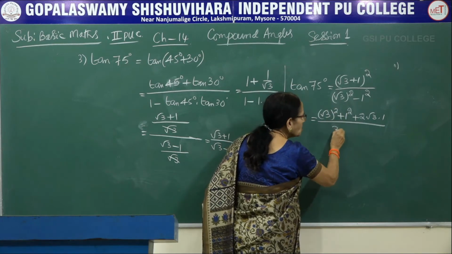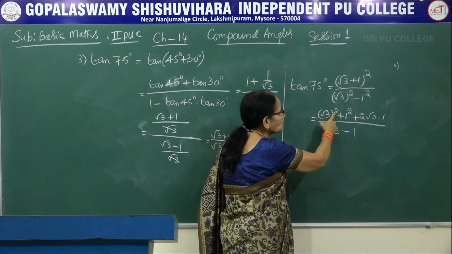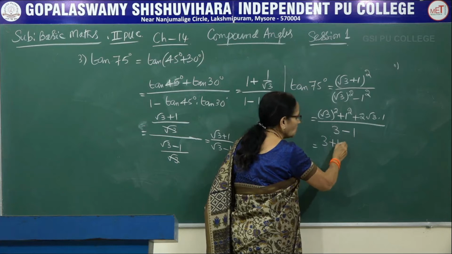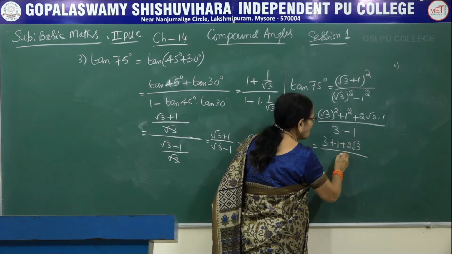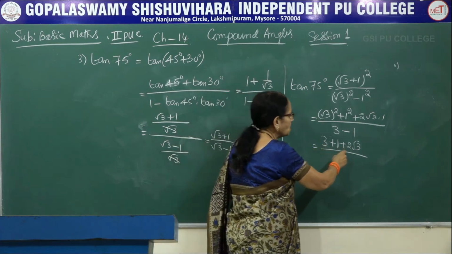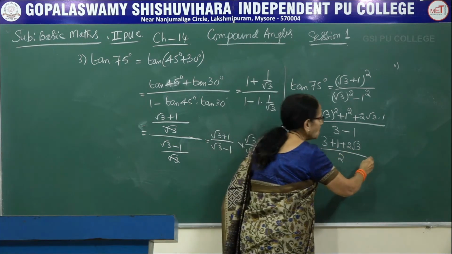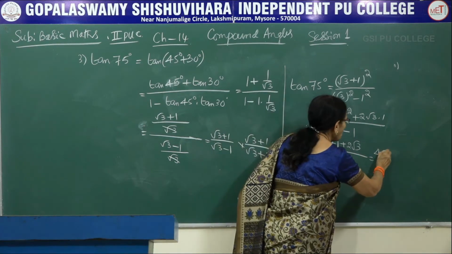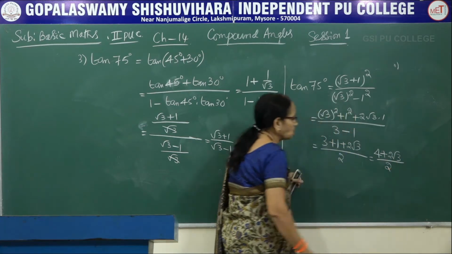Denominator root 3 whole square means 3, 1 square means 1. Now what is root 3 whole square? Again it becomes 3, 1 square is 1 plus 2 into root 3. Denominator 3 minus 1, that is 2. Now let me add this one. 3, you cannot add all of them because it is irrational, this is rational. Only the rational numbers can be added. 3 plus 1, 4 and plus 2 into root 3 divided by 2.